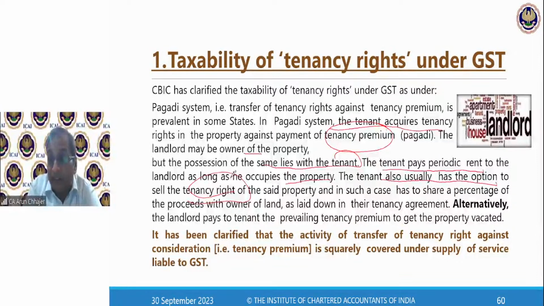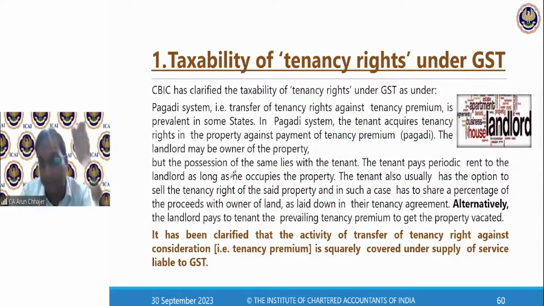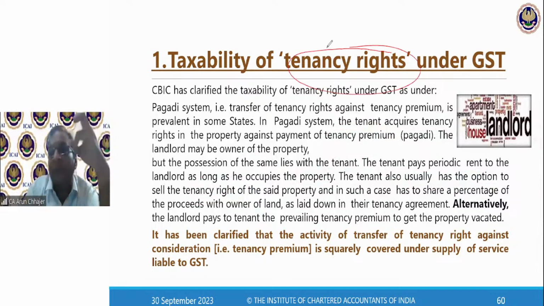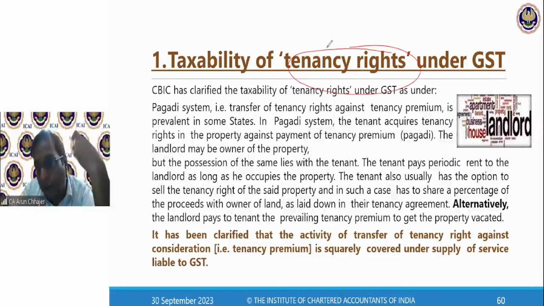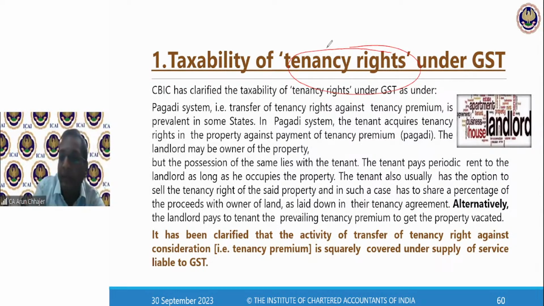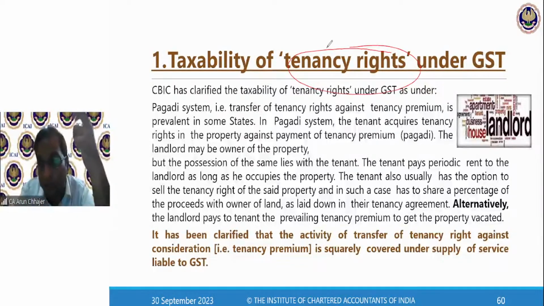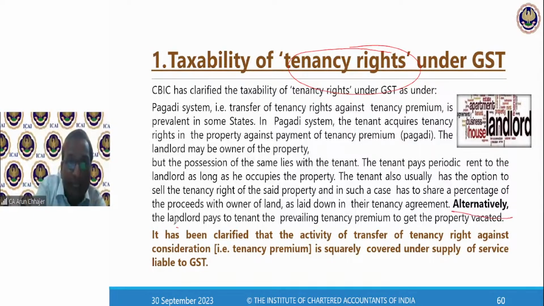So it works in both ways. Because he has acquired that tenancy right in the property, he can sell it in the market, and whatever amount he gets would be taxable in GST, and a portion of the amount would be given to the landlord. Alternatively, the landlord pays the tenant the prevailing tenancy premium to get the property vacated.